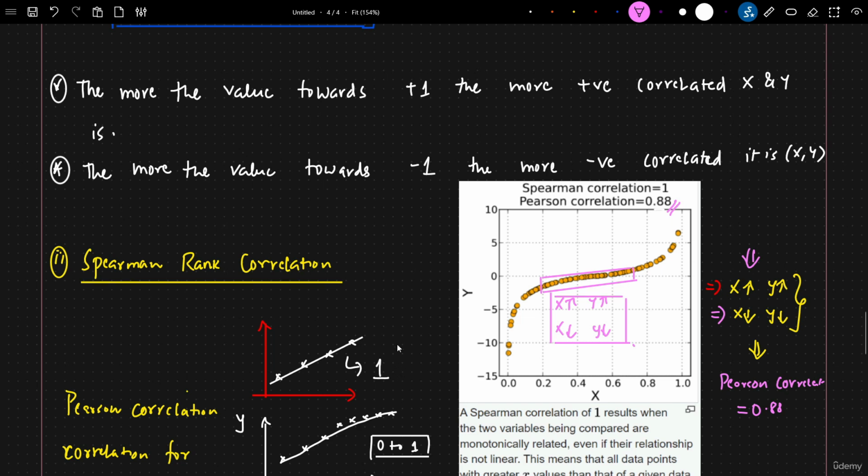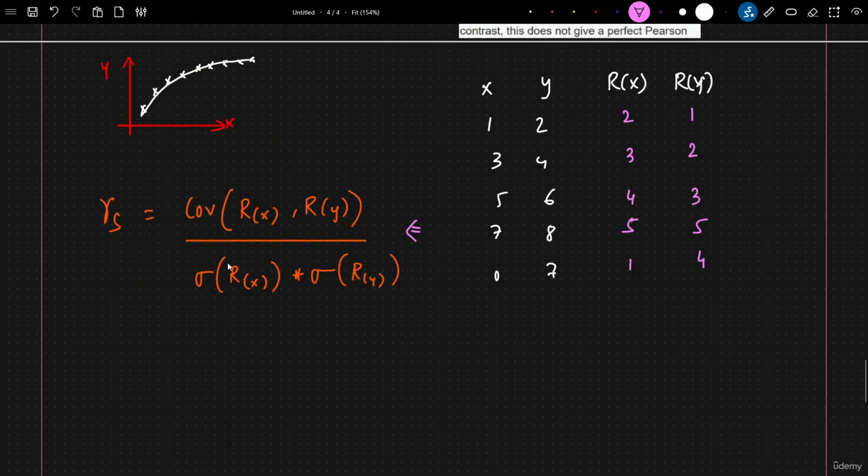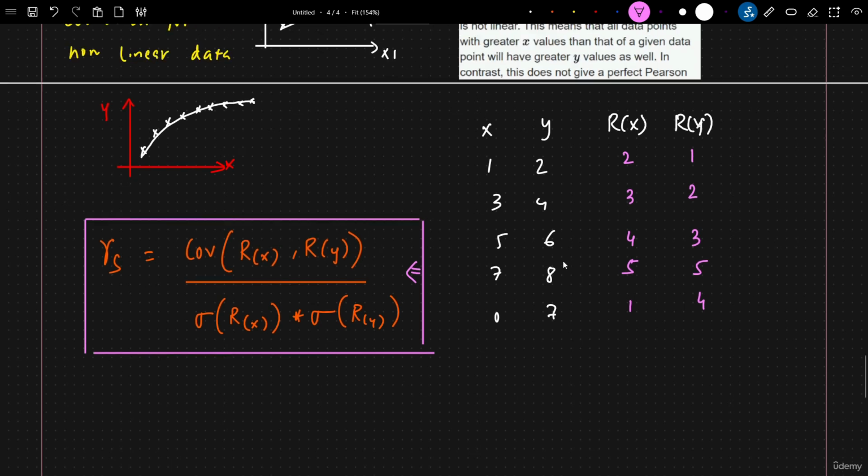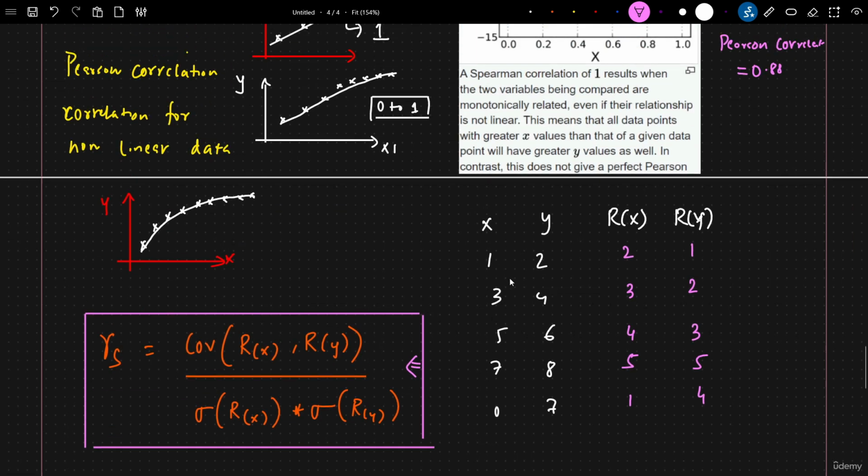So similarly, what we do is that we use Spearman rank correlation, and this is the specific formula wherein we don't directly calculate the covariance with respect to x and y. Instead, we focus on rank of x and rank of y. Rank of x and rank of y is nothing but a specific rank given based on the number itself.